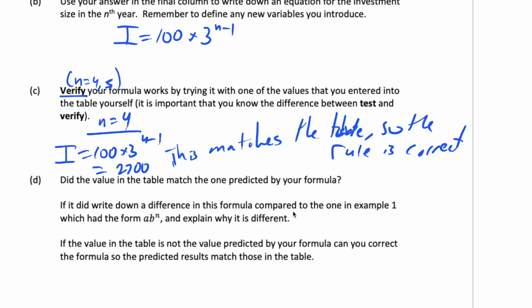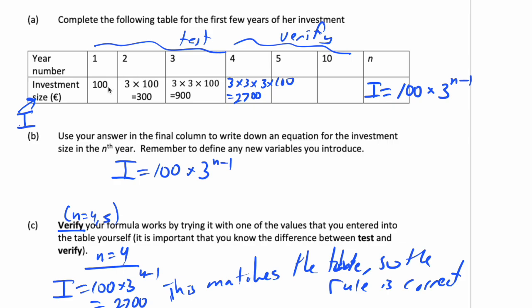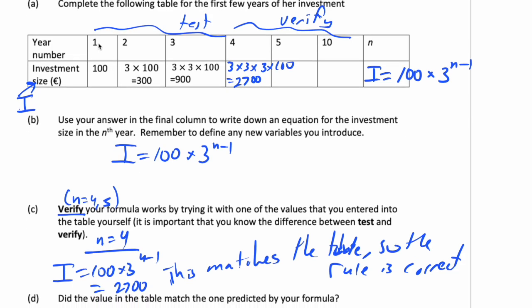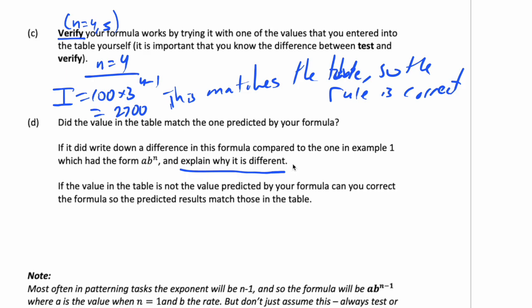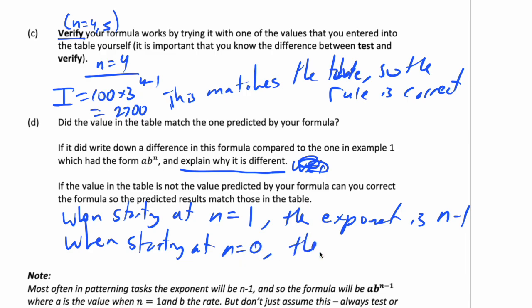Okay, so this formula is a bit different than the previous one, because in the previous one we were starting at year 0, or our initial value, and here we're starting at year 1. So when starting at n equals 1, the exponent is generally n minus 1. When we're starting at n equals 0, the exponent is n.